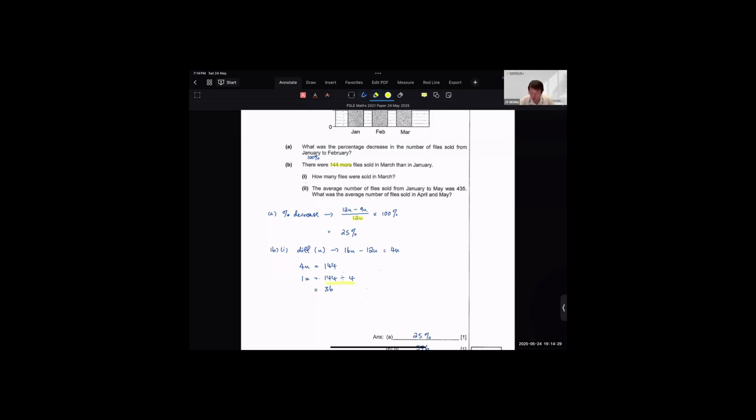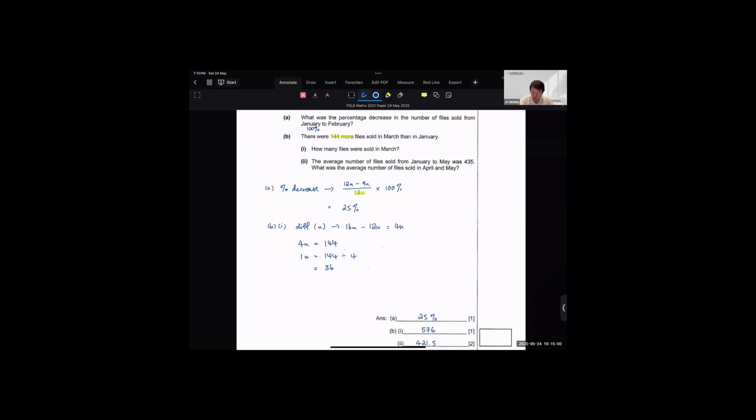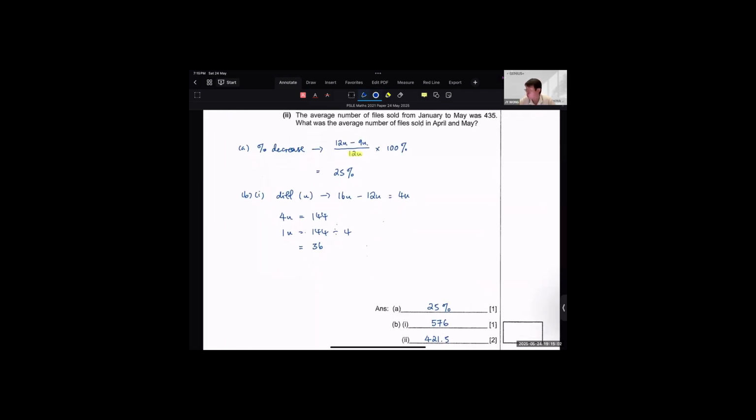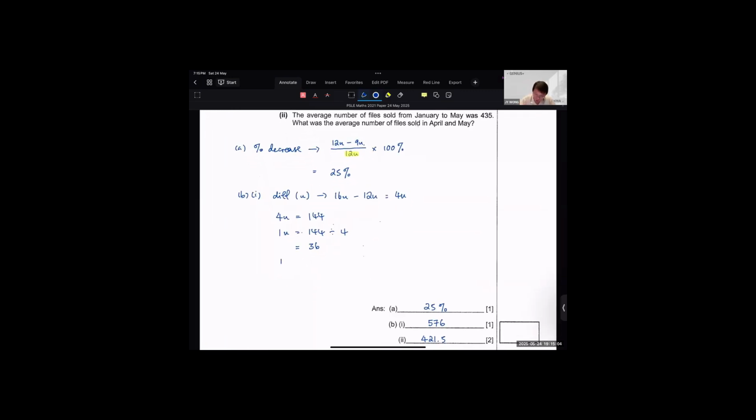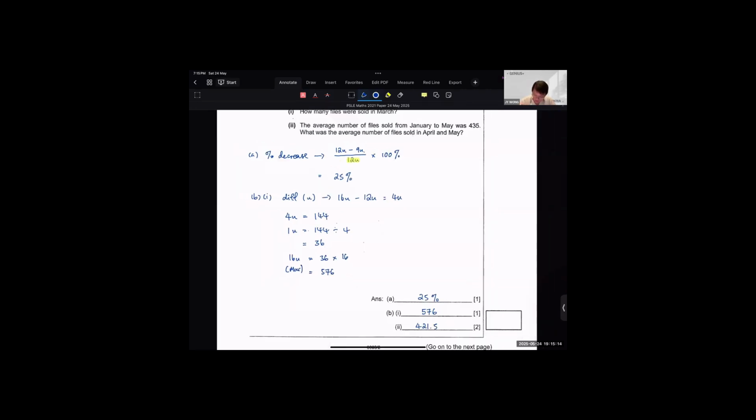So your equation gives you your method mark. Some of you have the habit of skipping the equation because you think that it's faster. So don't take this kind of risk. Go and write the equation so that if for whatever reason, weird reason, you make a calculation error, you still get the method mark. So March is 16 units, equals 36 times 16. And therefore, you should get 576 for part B1.